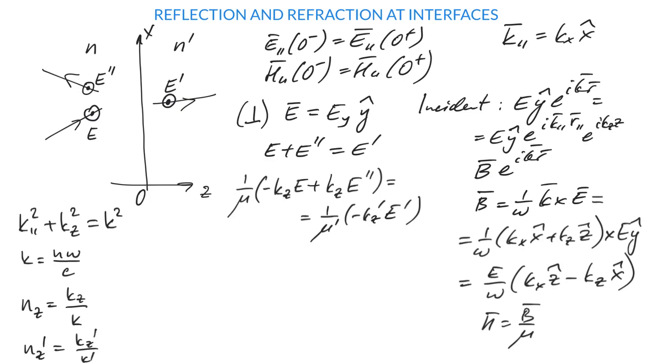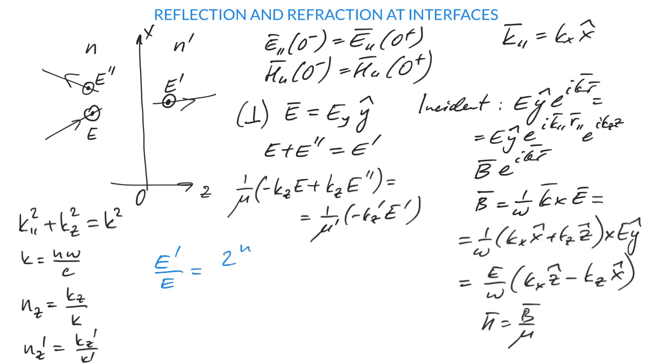In the case of an evanescent wave, nz is an imaginary number. So if now we write the solutions for the set of two equations here and express the results in terms of ratios of E prime and E double prime to E, we'll get the following result. So there's E prime over E, that's the transmitted to incident amplitude.